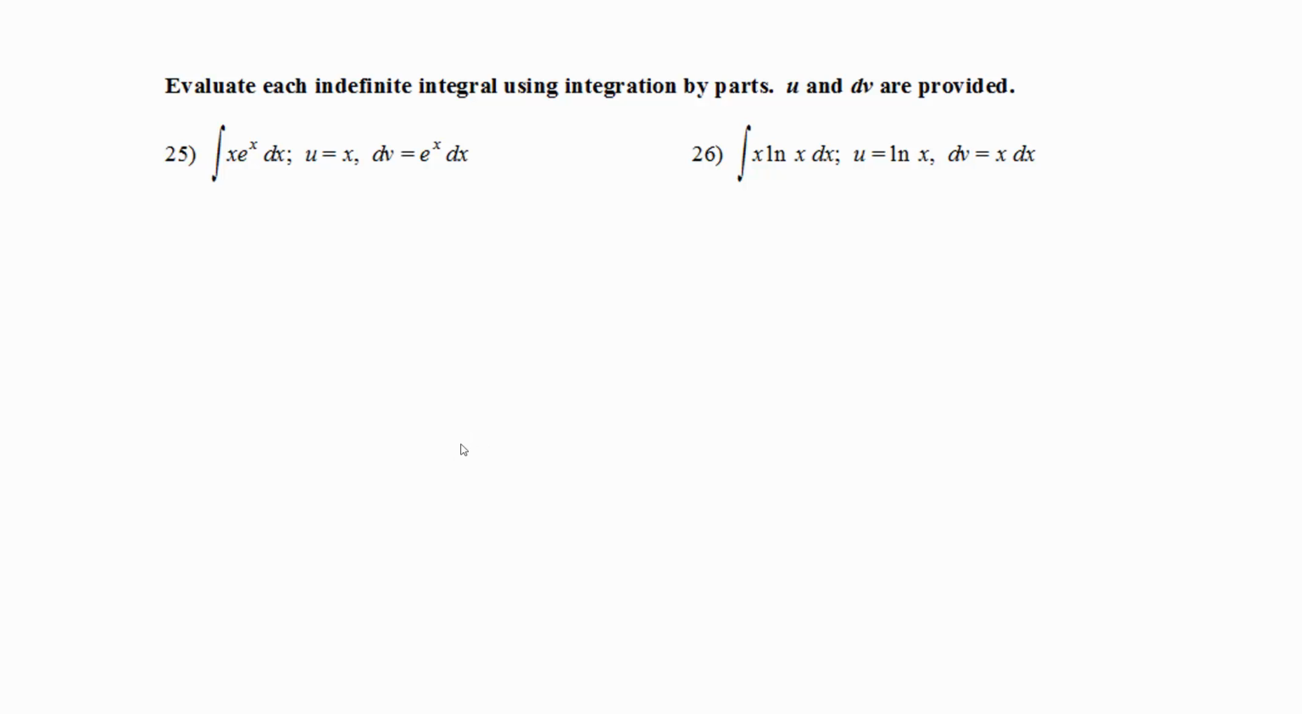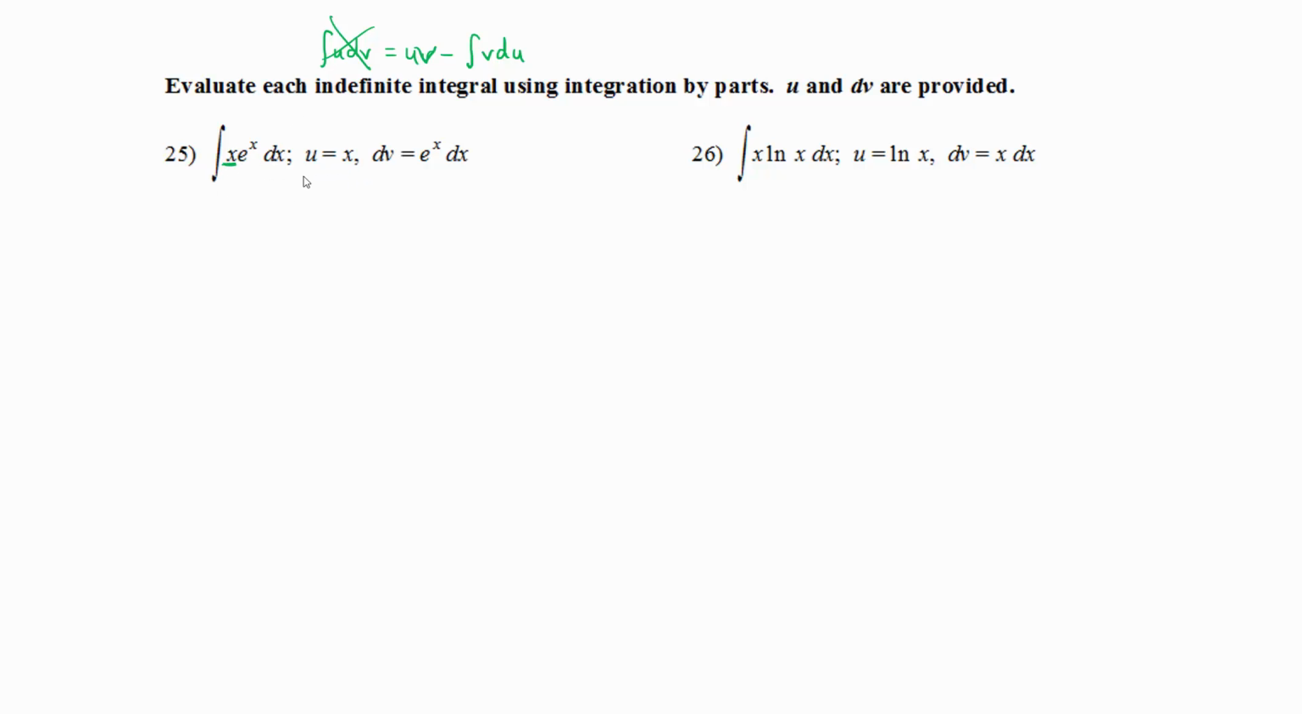Now we've got some good old integration by parts, which has a formula that is helpful to have. It goes: the integral of u dv equals uv minus the integral of v du. You don't really have to worry about that part of the formula because I already gave you u and dv. That's how you figure out what u and dv are.